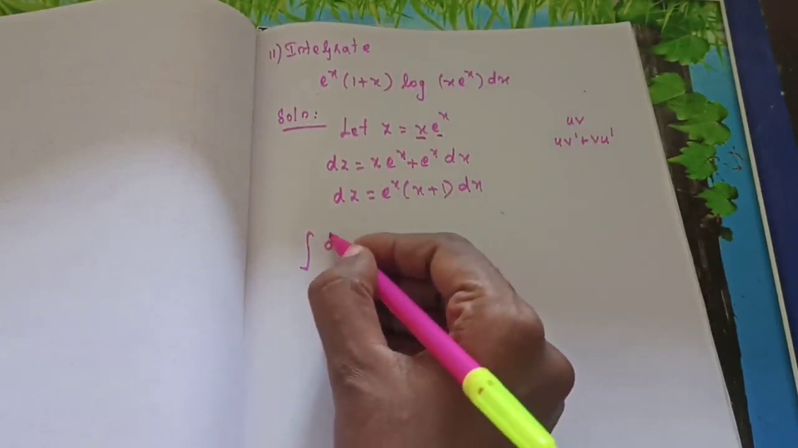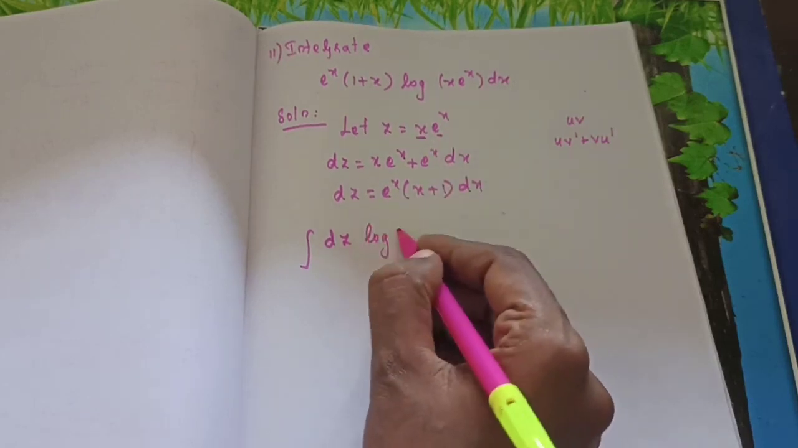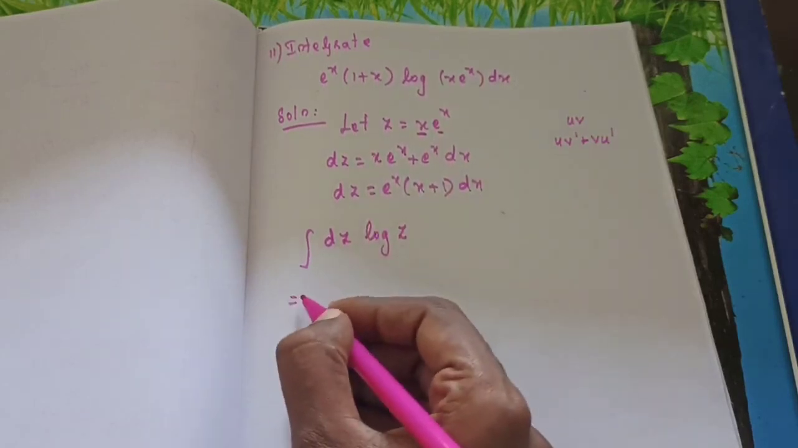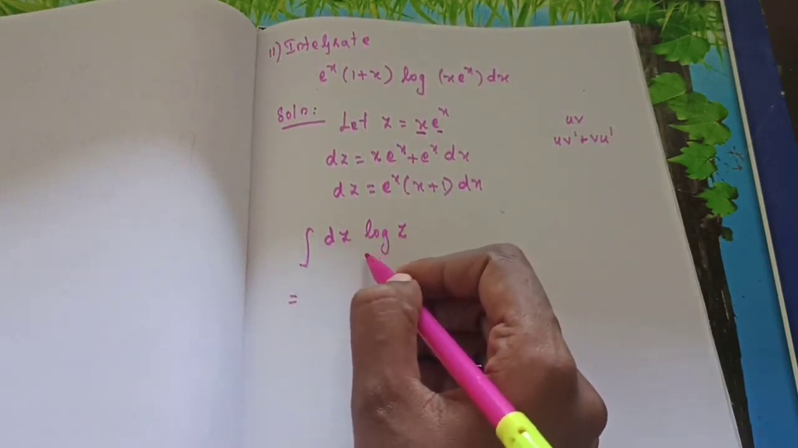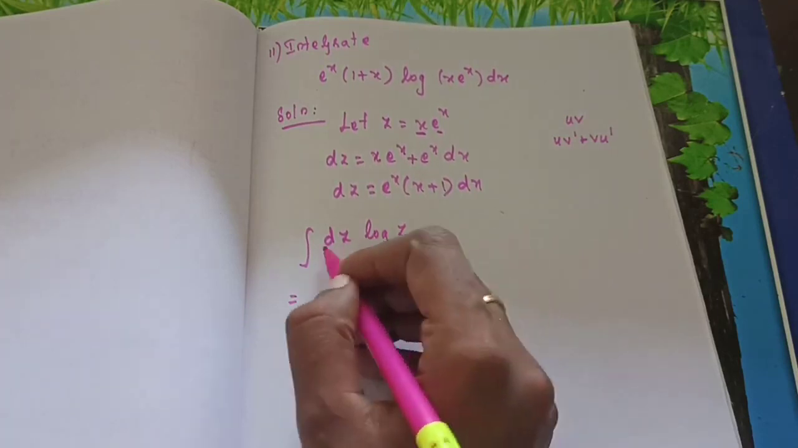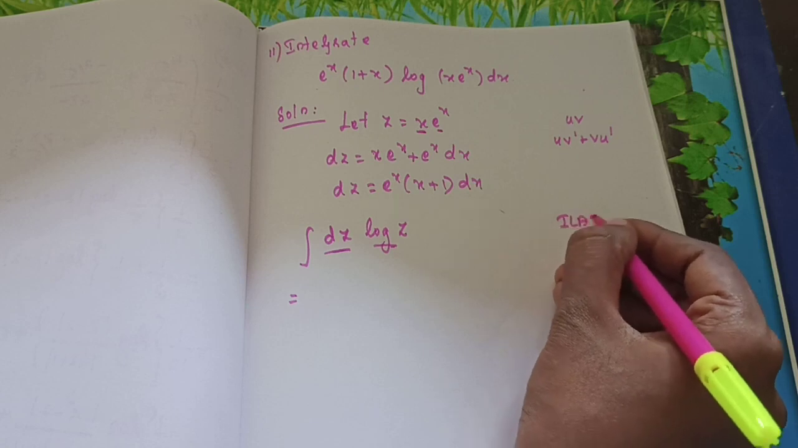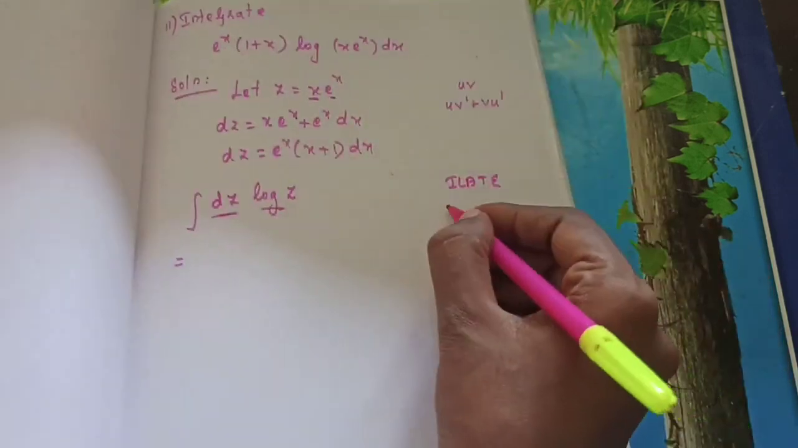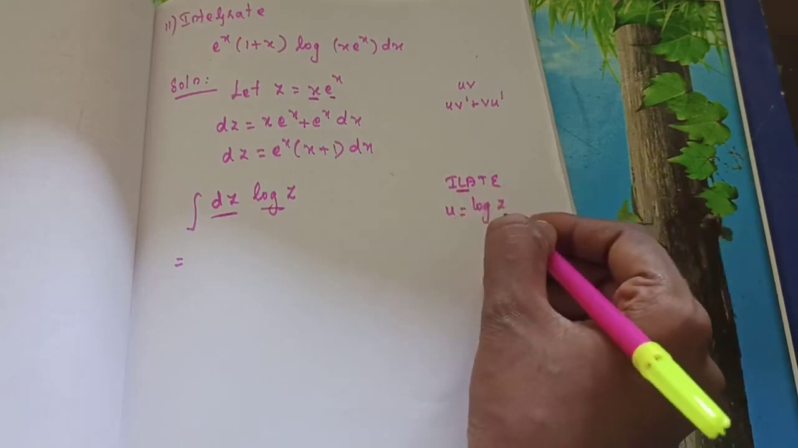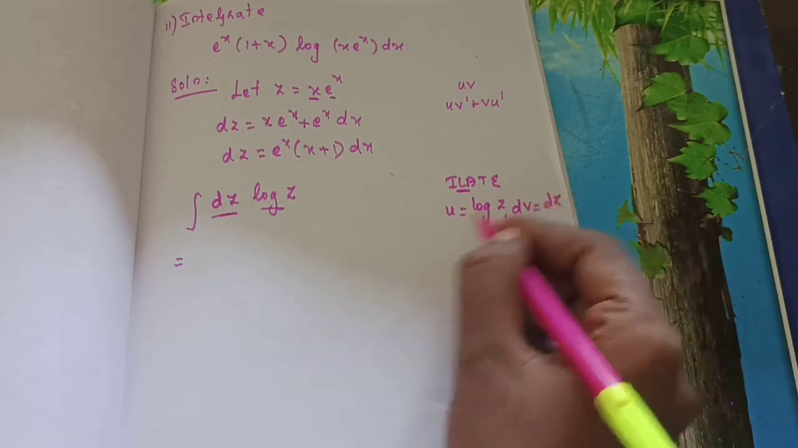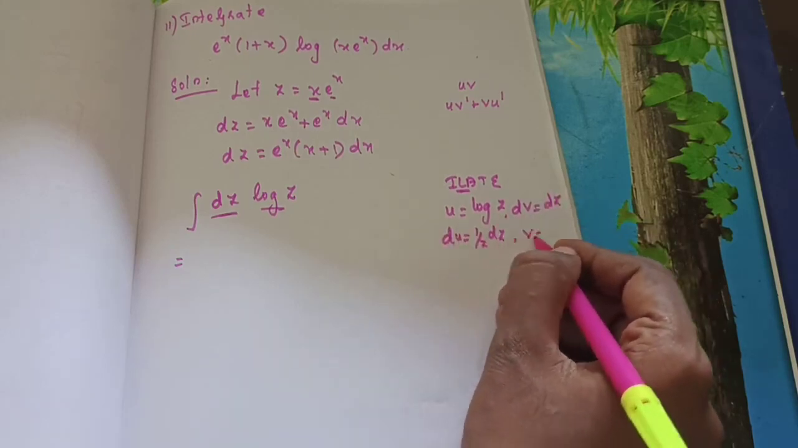In its place what can you substitute? dz. So log of z, is it right? So just take it. Again here we are going to use the integration by parts method. Why? We use that method when two functions are there. Here this is one function, this is one function. So u is equal to log z. Why? The logarithmic function will come first. dv is equal to dz. So du, how much will you get? 1 by z into dz. Correct. v is equal to z.